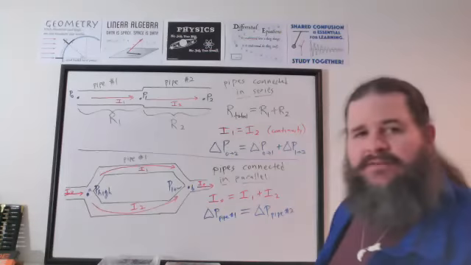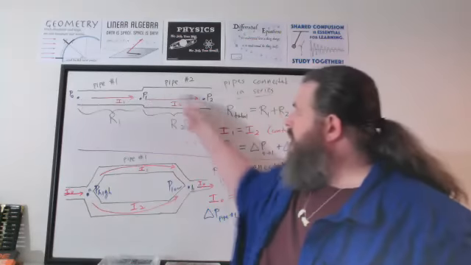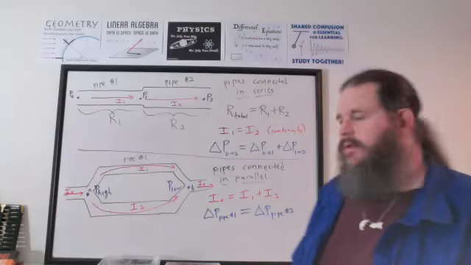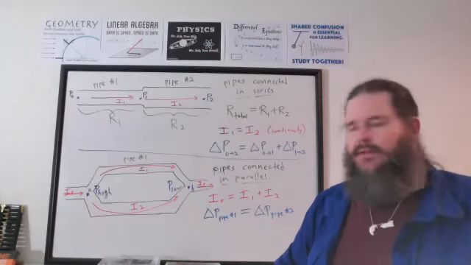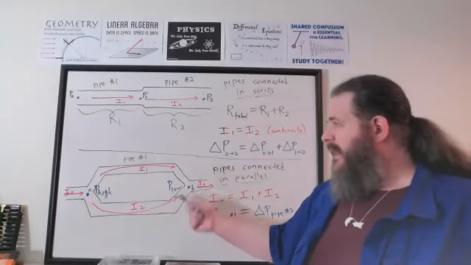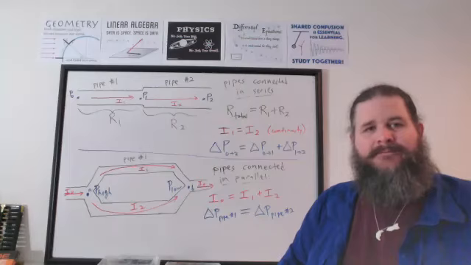And note that this is very different from the series situation. In series, they have different delta pressures, but those add up to the total delta pressure. In parallel, they both have the same full delta pressure. Like if this pressure is 100 pascals and this pressure is 1 pascal, both of them get the full 99 pascals worth of pressure drop.